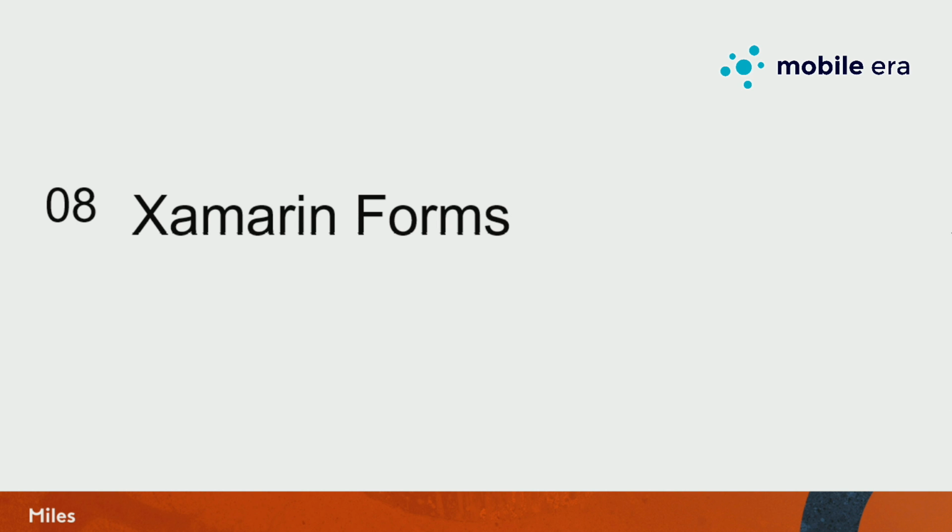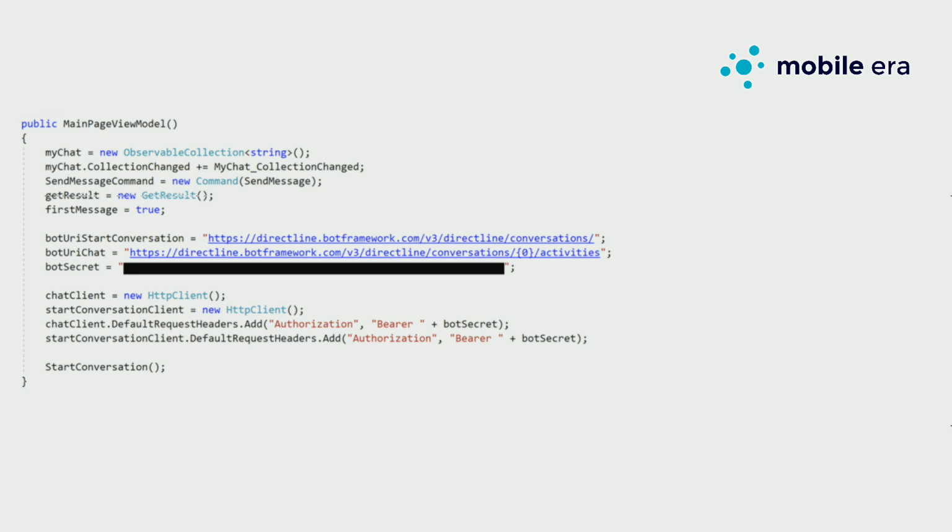But let's see, how could we use this in a Xamarin Forms application? I've made a Xamarin Forms application with a model and model view, and this is the main page UML. Here we set up some URLs for the chatbot, and we are using this direct line communication. And we create some HTTP clients. One will start the conversation, and then the other will continue the chat. And we just need to add some request headers. So we add this bot secret as a bearer token to the chat HTTP clients.